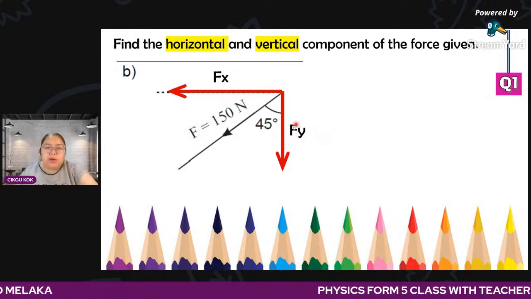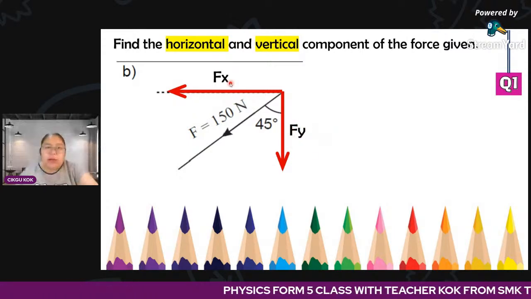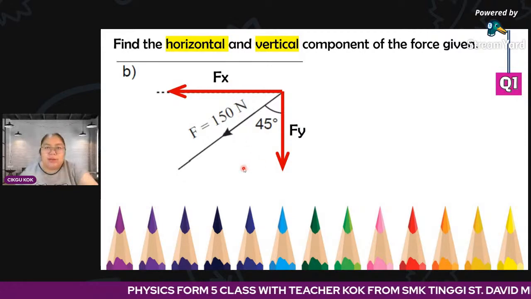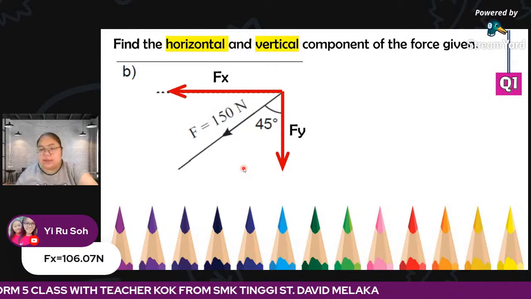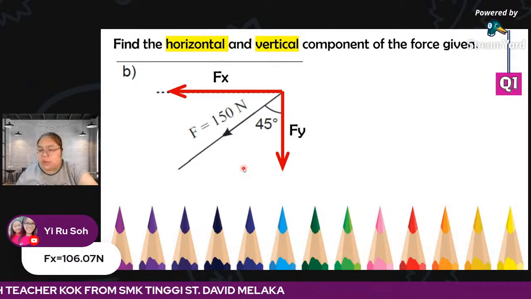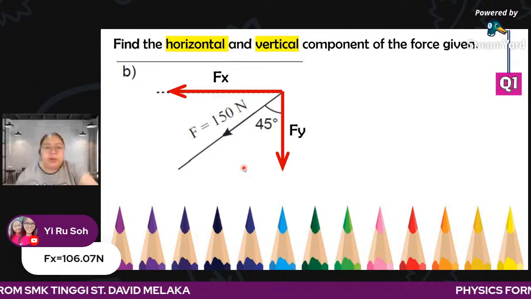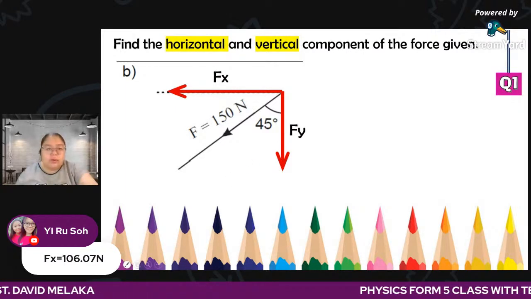Fy, we use sine. Fx, we use cos. Now Euro, give me the answer. Fy is 106.07 Newton. Okay, we go to check Fx. Is it correct or not?